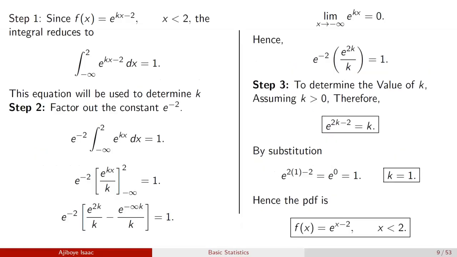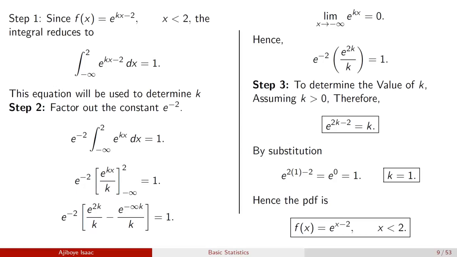So since our f of x, the PDF, is equal to e raised to power kx minus 2, if we integrate that PDF from negative infinity to 2, it must equal 1. Solving that equation, e raised to power minus 2, integrating from minus infinity to 2 of e raised to power kx dx equals 1. If we reduce it further, we get e raised to power minus 2, times e raised to power 2k over k, minus e raised to power minus infinity k over k, equals 1.